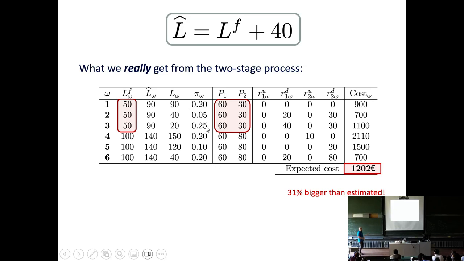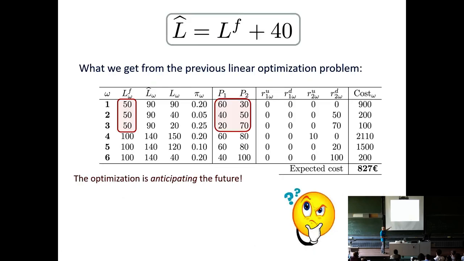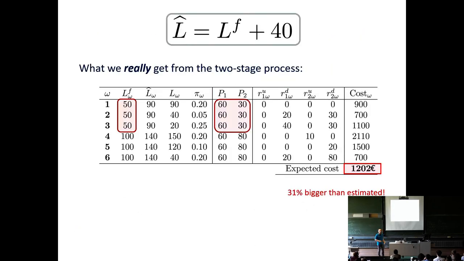Okay? But when I apply my decision rule in practice and nature evaluates my parametric rule, look at the expected cost that I really get. My optimization problem said that I was going to get a certain expected cost, but when I apply that rule in practice, the actual expected cost that I get is 31 bigger. So my previous methodology is wrong, is cursed, because it's anticipating the future, and in reality, I cannot anticipate the future. Okay? So we have to do something else.